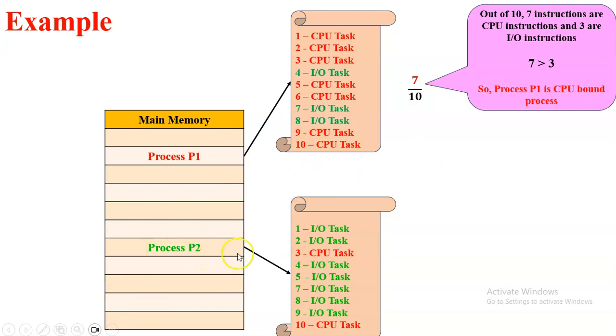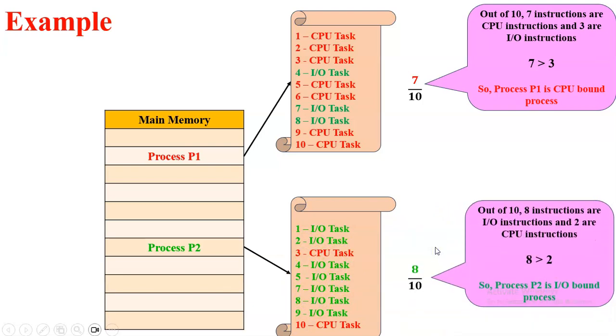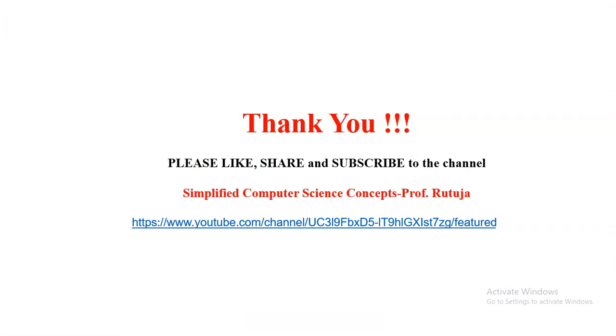Now let us consider process P2. Here in P2, out of 10, only 2 are CPU tasks and the other 8 are input-output tasks. So out of 10, 8 instructions are input-output instructions and 2 are CPU instructions. So 8 is greater than 2. So process P2 is an input-output bound process. I hope you have understood the concept of CPU bound processes and input-output bound processes.